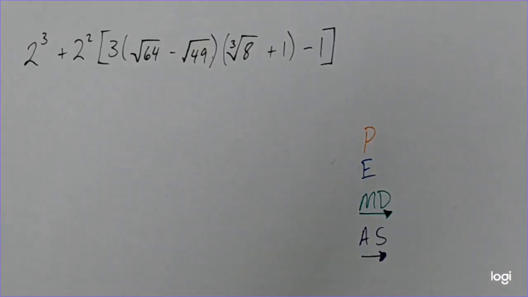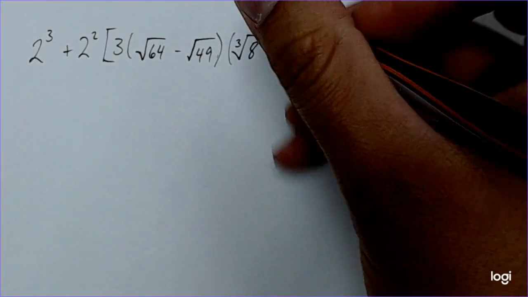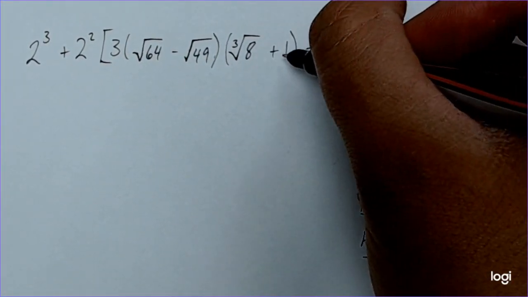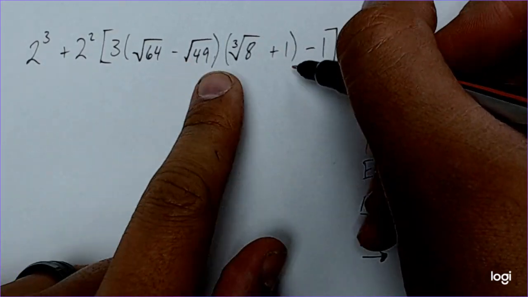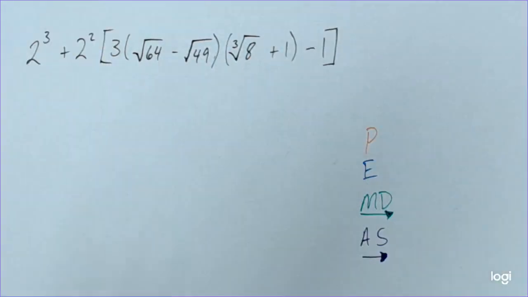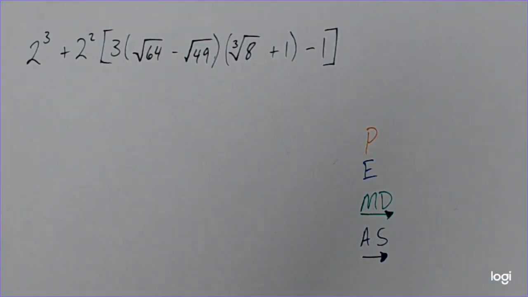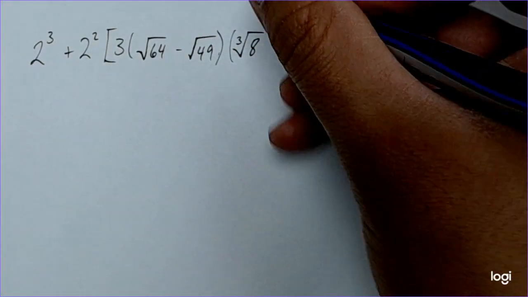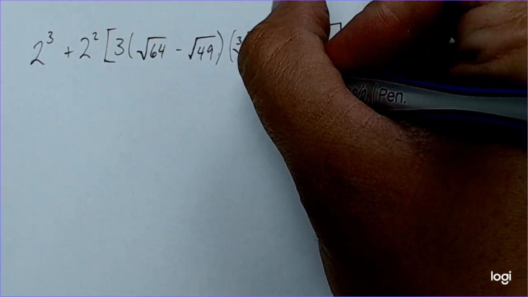So inside of this set of parentheses, I have to figure out what this number is plus 1. And then inside of this parentheses, I have exponents and addition. So I'm going to deal with the exponent first, okay? This exponent of the cubed root of 8 is actually equal to the number 2.